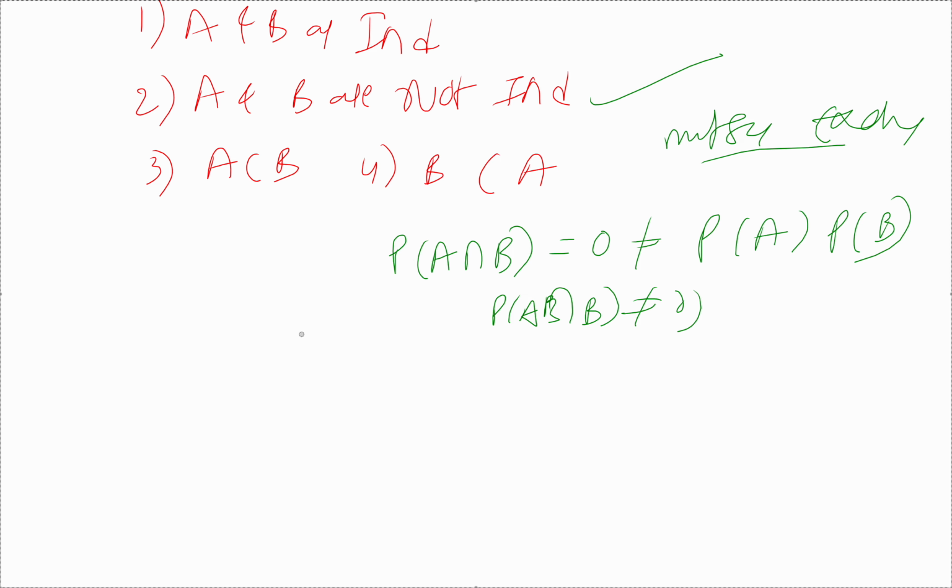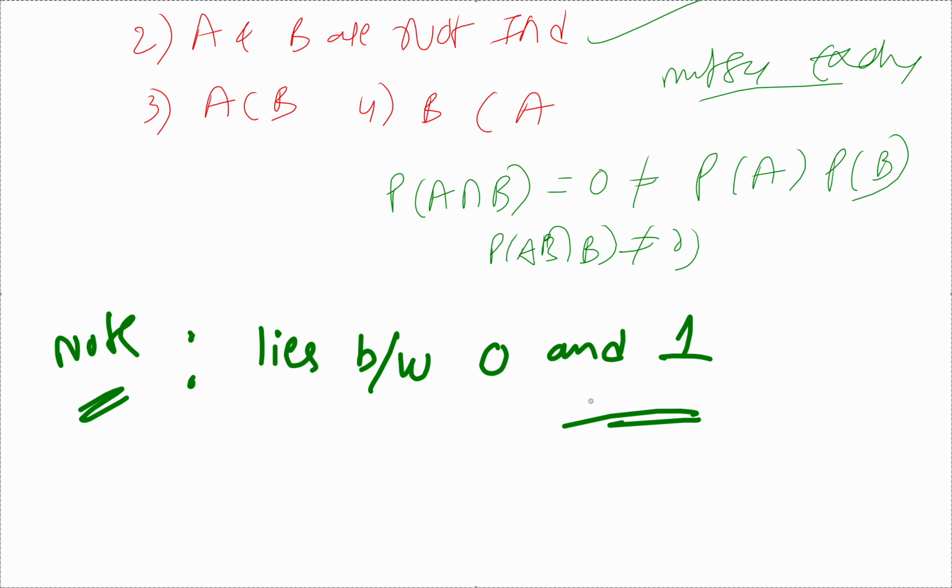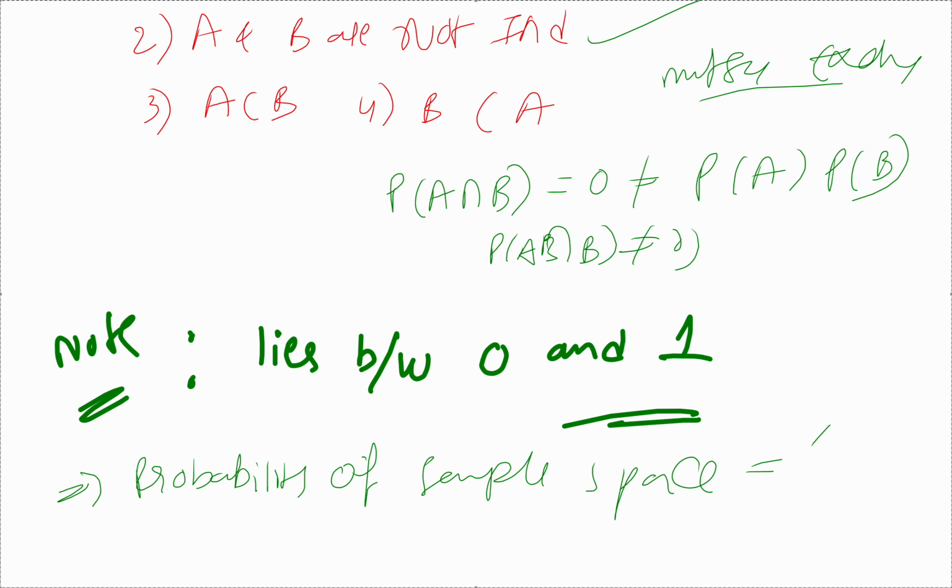And one important note is that in axiomatic probability, the value always lies between 0 and 1, and the probability of sample space is equal to 1.